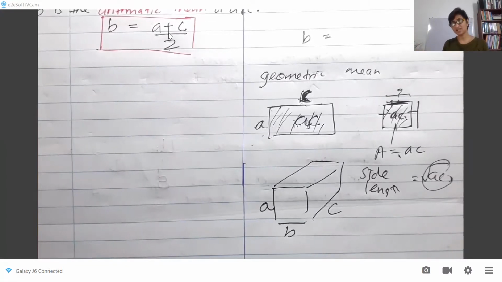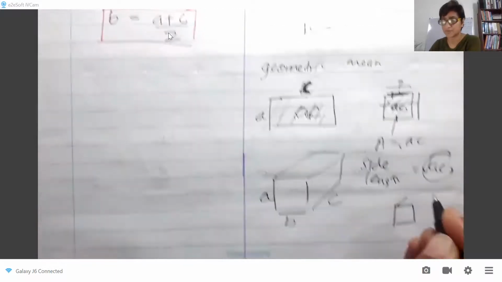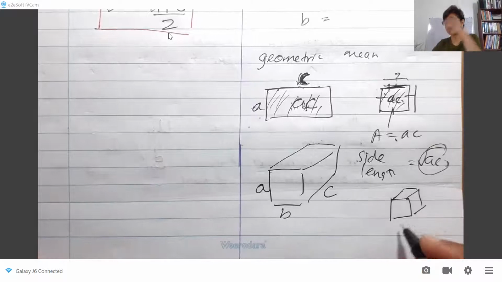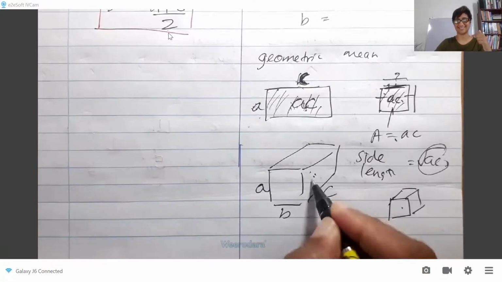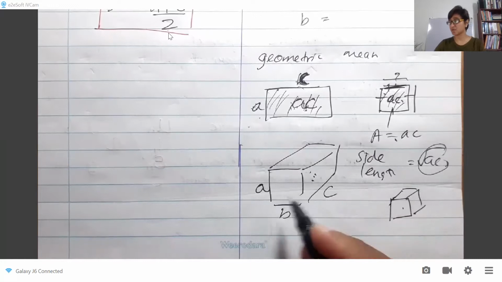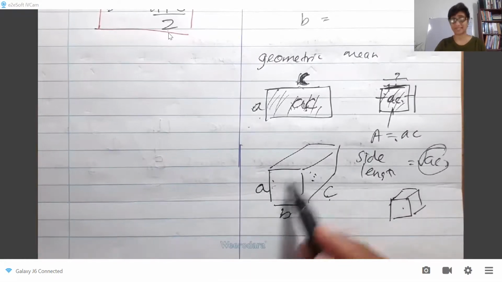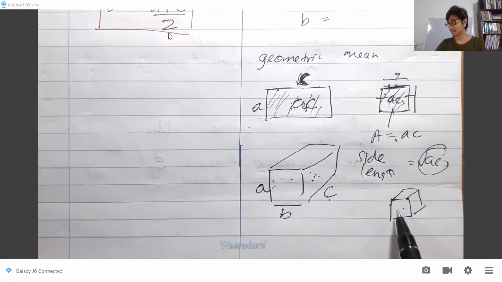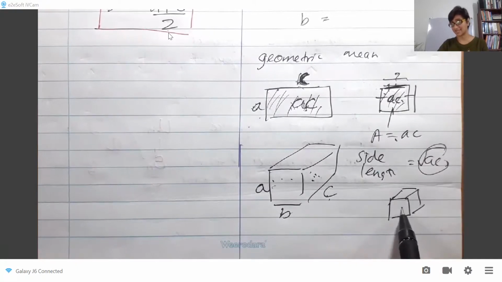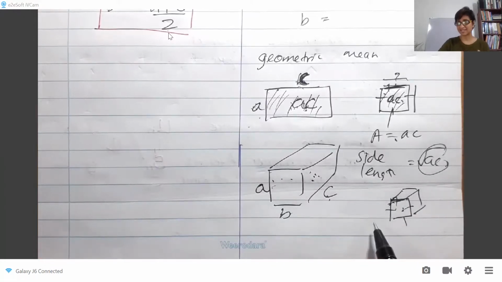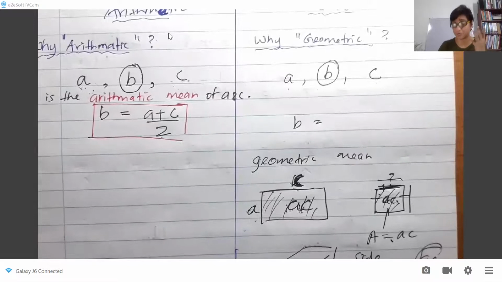And then if you ask the question, what's the side length of a cube, meaning all sides the same, whose volume is the same as this? What you get is the geometric mean of these three. The volume of this is ABC, A times B times C, and the cube should have the same volume, A times B times C. But since the side lengths are all equal here, to find the side length you have to take the cube root of it. And so on, it goes on. So that's why it is called geometric.